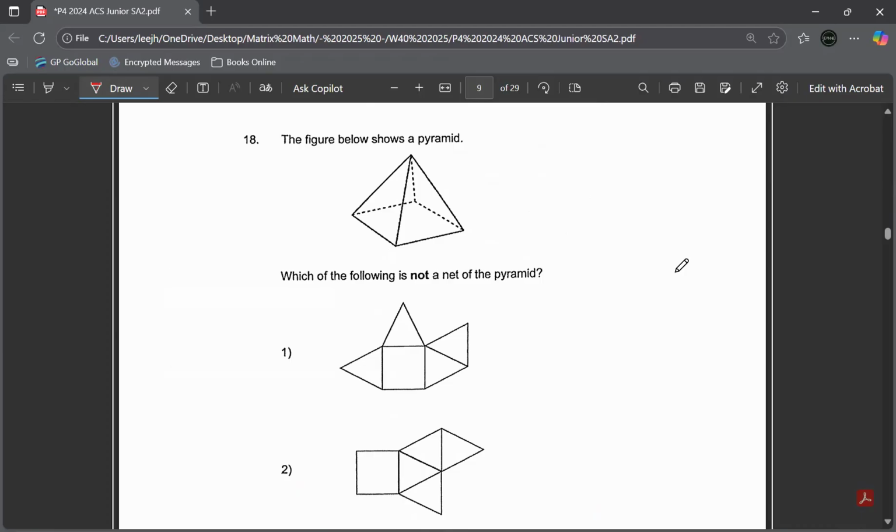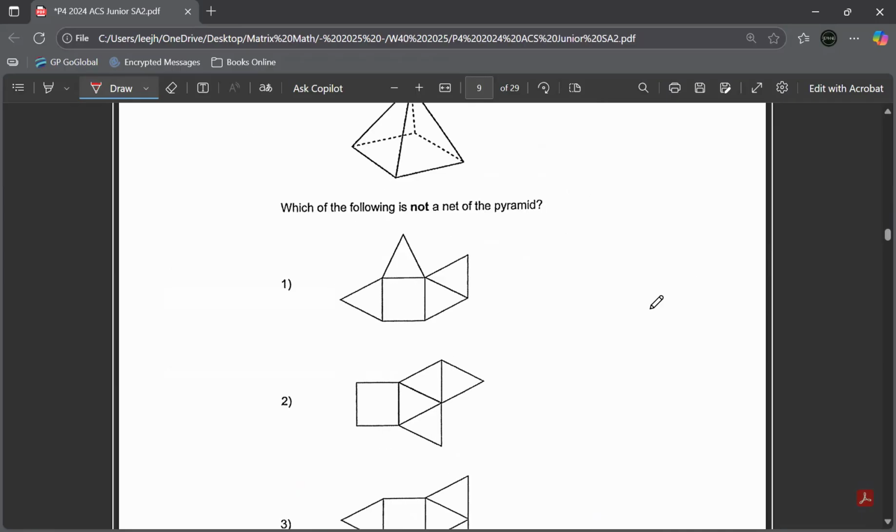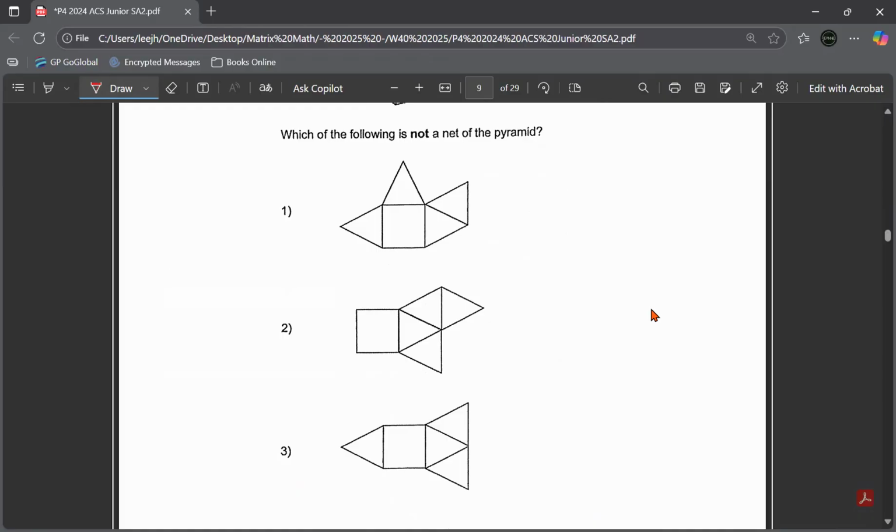Okay, the figure below shows a pyramid. Which of the following is not a net of the pyramid? So it's actually which one? So if you observe properly, you will see that this one is the base of the pyramid, and these two will be the sides. This will be the back one, but this one, you are not able to put it here. So actually the first one you know is the answer already, if you were able to see.